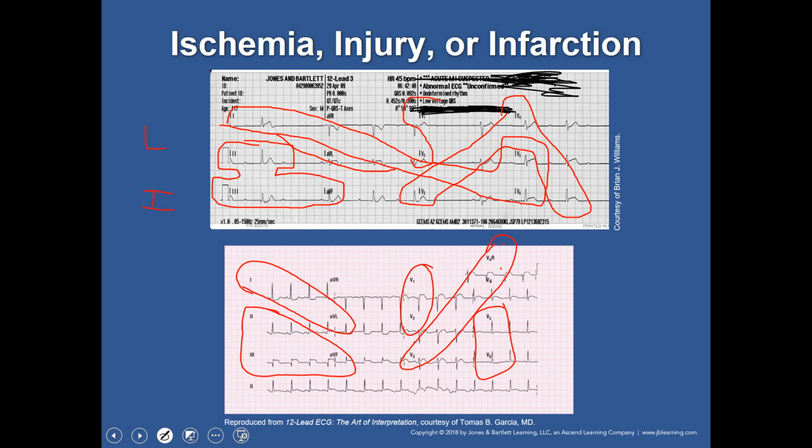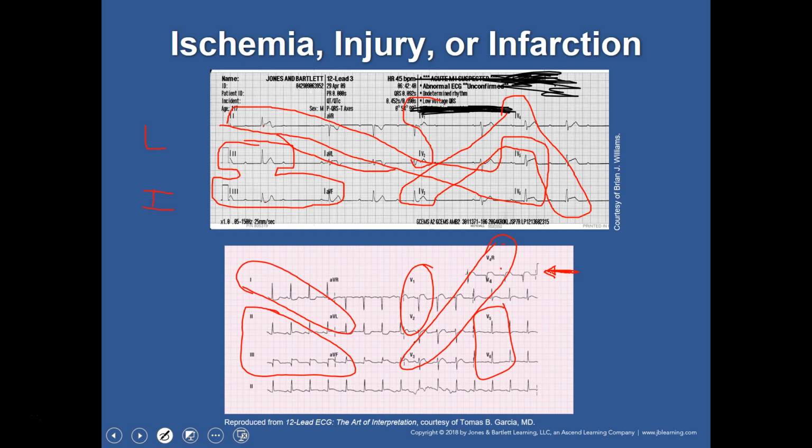Some monitors now are coming with V4R already put into the scheme of things, but if not, all you're going to do is run your normal 12 lead, pull V4 off of your left side, put it in the exact same spot on your right side, and reshoot a new 12 lead. This obviously has it on here because we can see that we've got V4R. What a lot of services will do within their protocols is, when you find inferior wall elevation, go ahead and do a right-sided MI 12 lead.